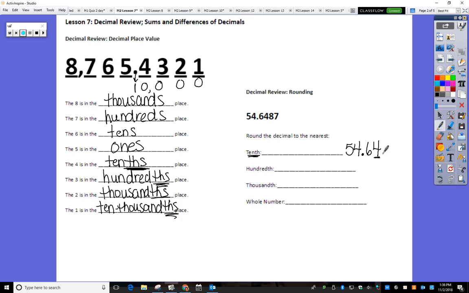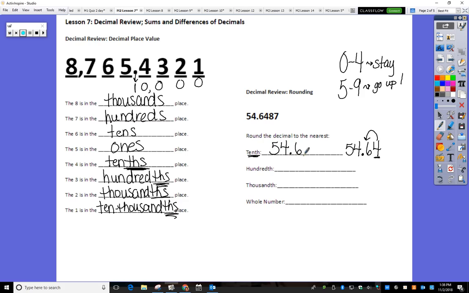This digit is going to tell your tenths place what to do. If this number, the one that you're using to round, is 0 through 4, it tells the number next to it to stay the same. If it's a 5 through a 9, it tells it to go up 1. So since this is a 4, it's telling the 6 to stay. So if I rounded to the nearest tenth, this would be 54.6.